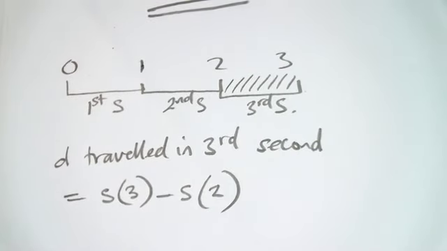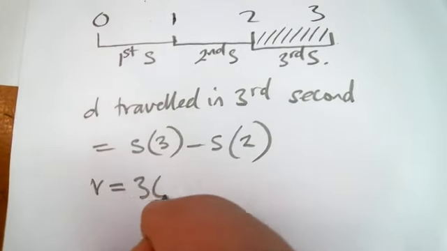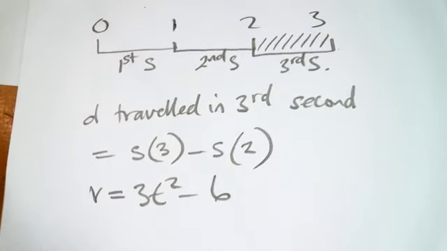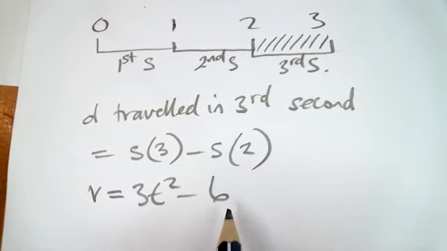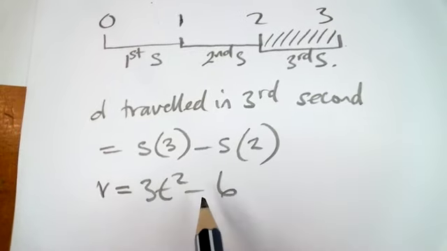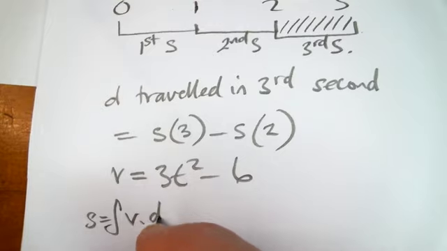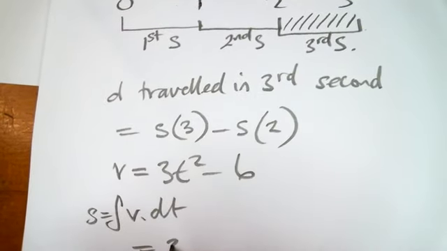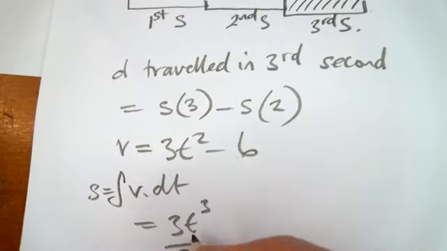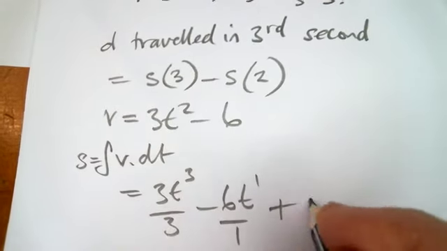First of all, we need to find the distance equation. We've got a velocity equation. We know that velocity is equal to 3t squared minus 6. So we can integrate this to find the distance. So S is equal to the integral of velocity with respect to time, which is going to equal 3t cubed on 3 minus 6t on 1 plus c.